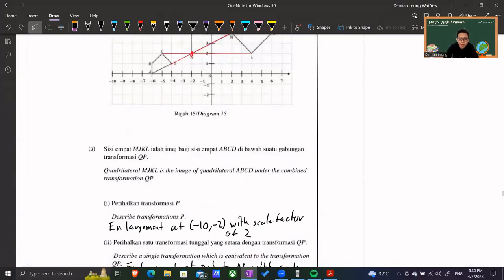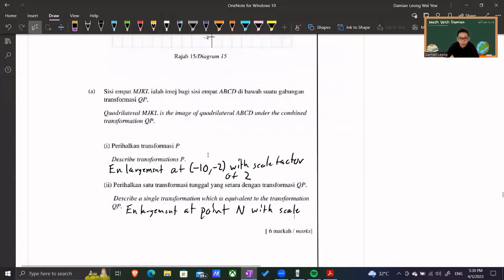Okay, with a scale factor that is double the size, but it's in the opposite direction now. So when it's the opposite direction, it means it's a negative scale factor of -2 instead of +2. That's for part A.